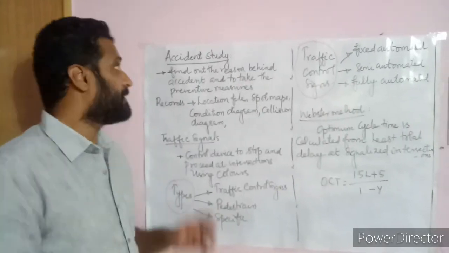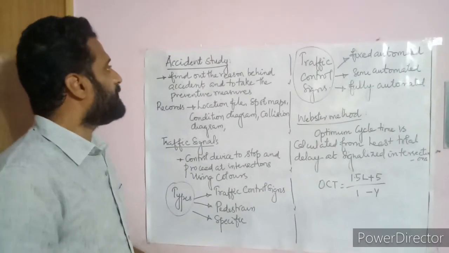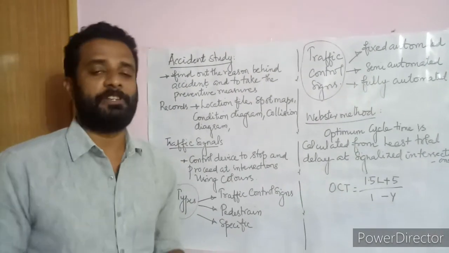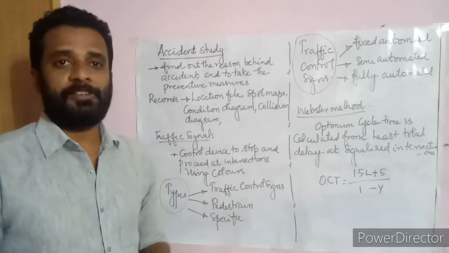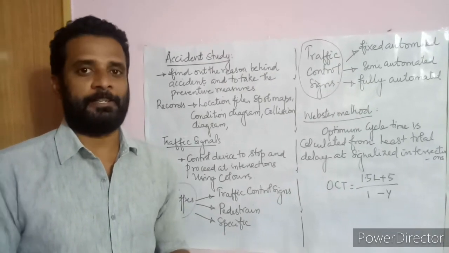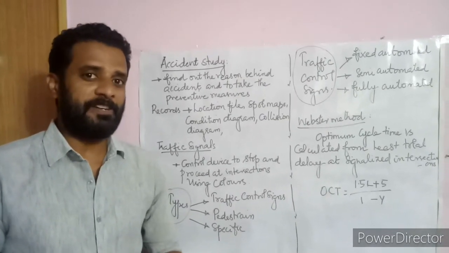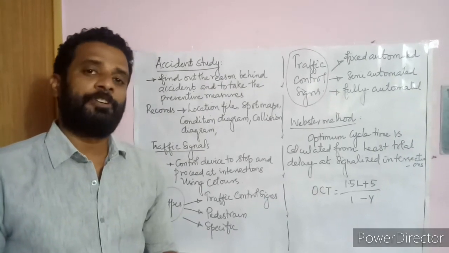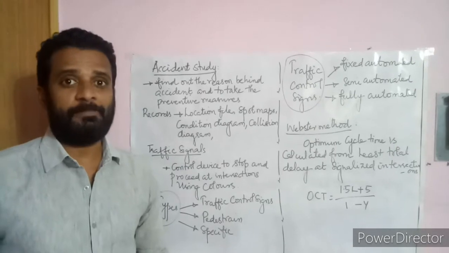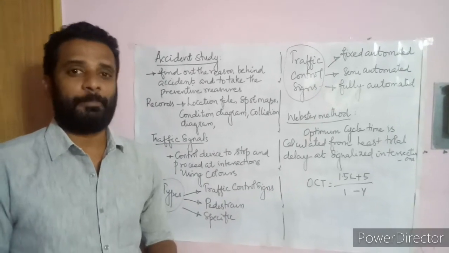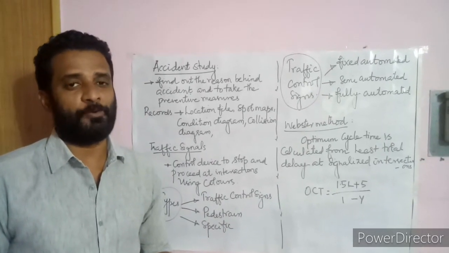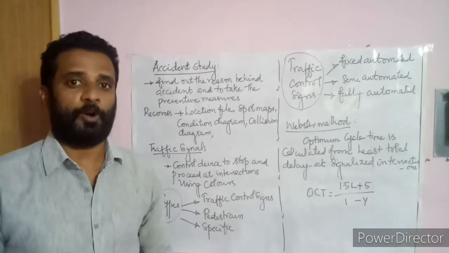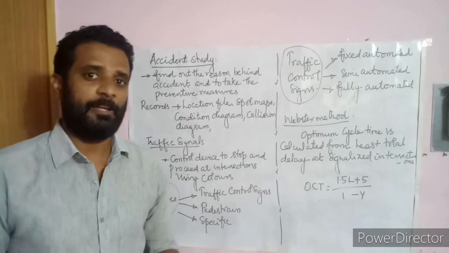The next study is the accident study. The accident study is to find out the reason behind the accident and to take preventive measures. As we know, the effective function of traffic engineering is to avoid or even prevent accidents. That's why this accident study is carried out. Accidents can be minimized only based on the accident study, so by doing this we can know the source or the reason behind the accidents that occur frequently at a specified point.